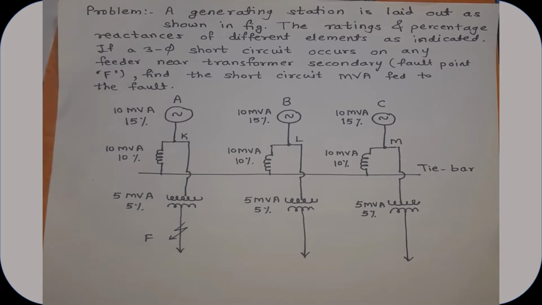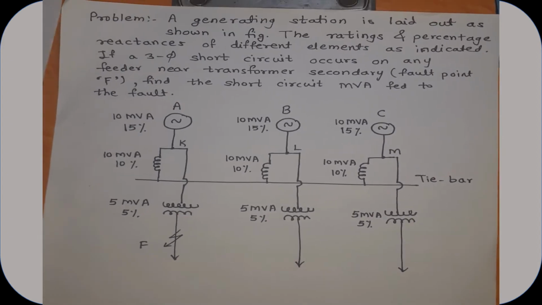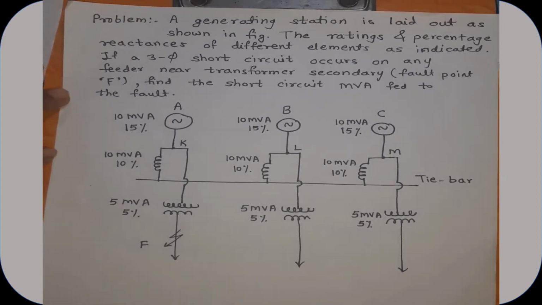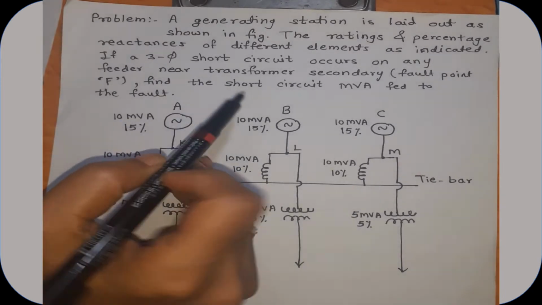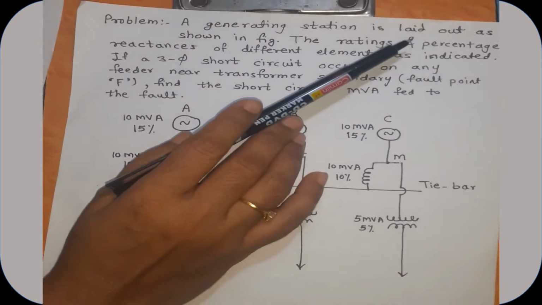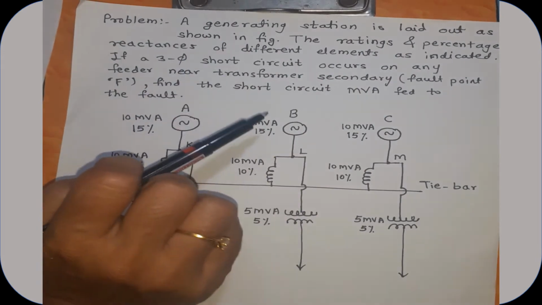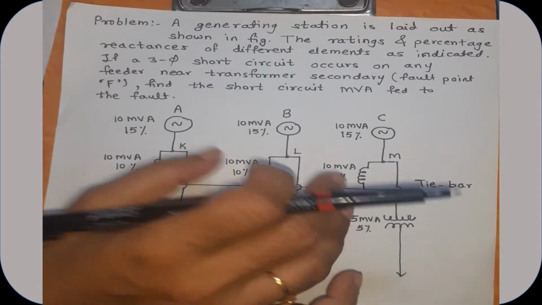So to limit the current flowing through the system during short circuit, we have reactors. So let's solve one numerical on how a reactor helps to control the short circuit current. Take an example. A generating station is laid out as shown in the figure. So a single line diagram is provided here.